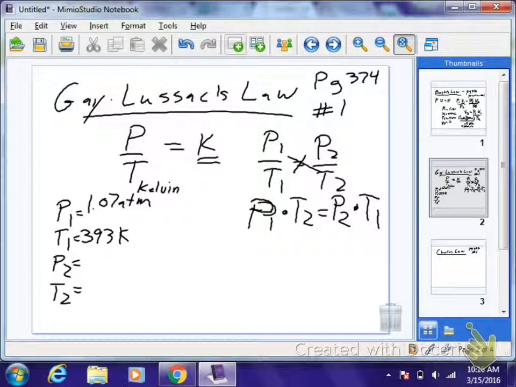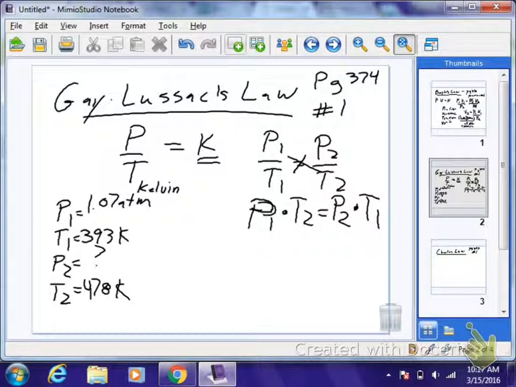It says that the new temperature is 205 degrees Celsius. So what would that be in Kelvin? 478. And then that way I don't make a mistake plugging in my numbers. And then P2 is what I want to solve for. Go ahead and solve for that, if you would. Solve for P2.